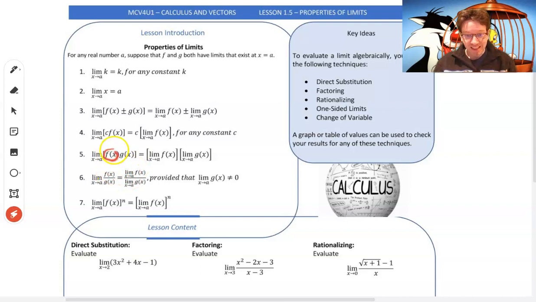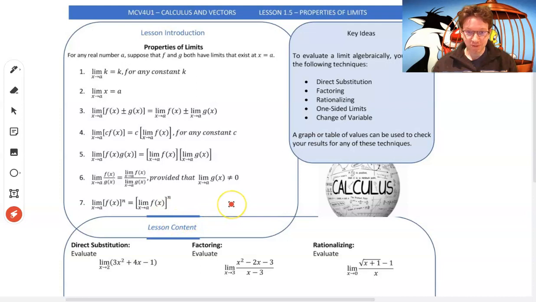If you have two functions that are multiplying each other, you can take their limits separately first and then multiply them. That works too. You can do the same thing with division so long as the limit in the denominator does not equal 0. You can see bad things would happen if that was 0. And with exponents, if you have a function to some power of n, you can take the limit of that function first and then take it to the power of n. So much you can do with limits.